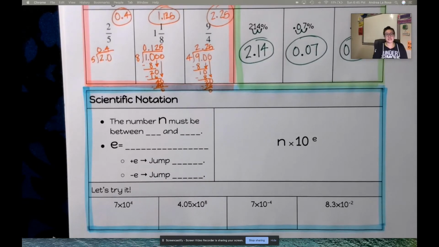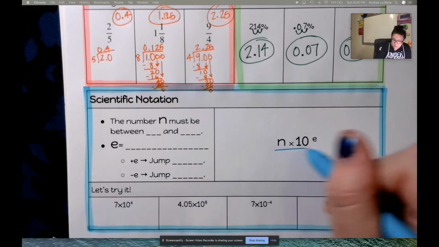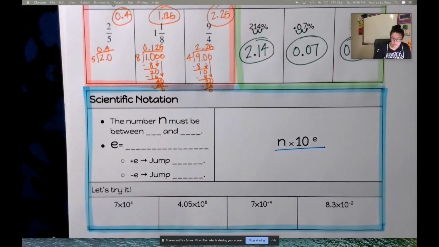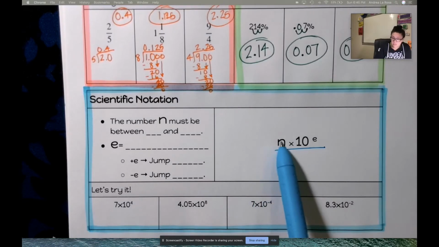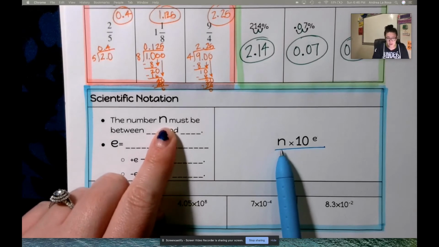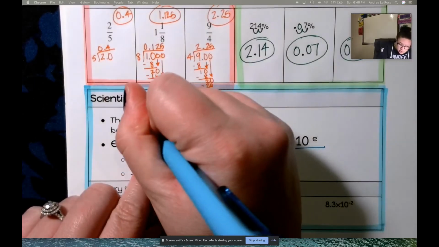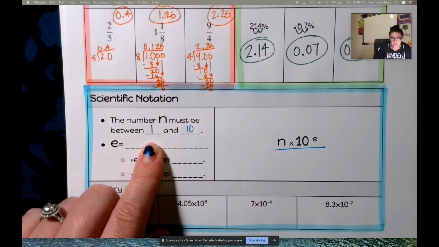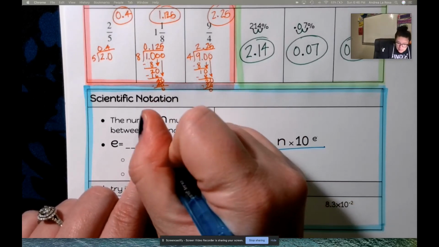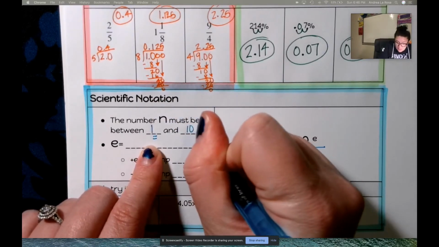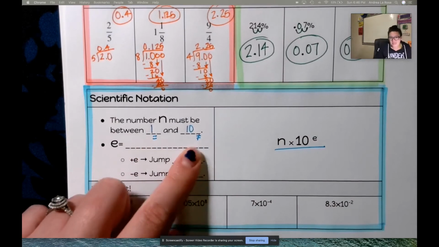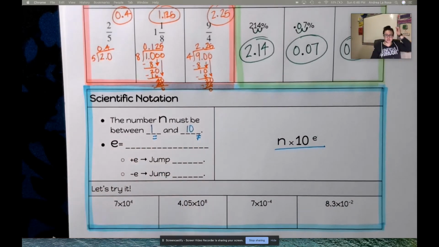So remember, scientific notation is a way for us to write really, really big or really, really small numbers. It's going to be in this format: some number times 10 to an exponent. This number out front is going to be between 1 and 10. It's okay if it equals 1, but it cannot equal 10. If it equals 10, we can just make it a little bit smaller and have it be 1.